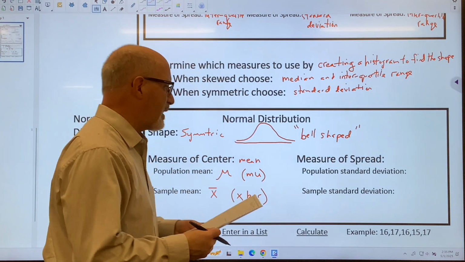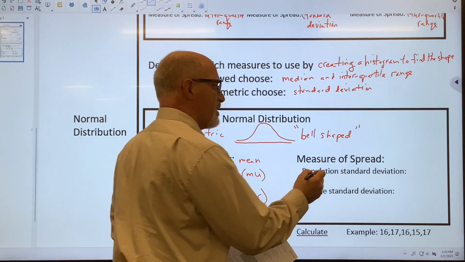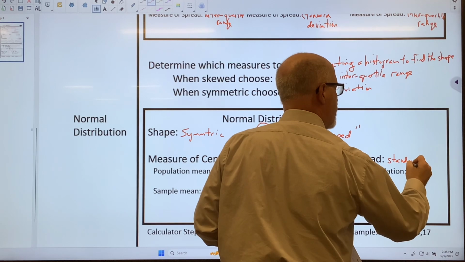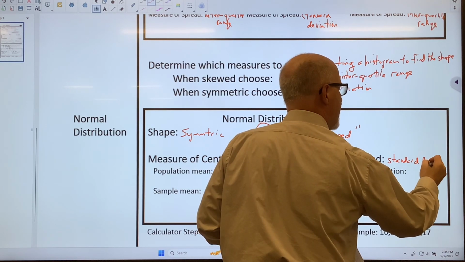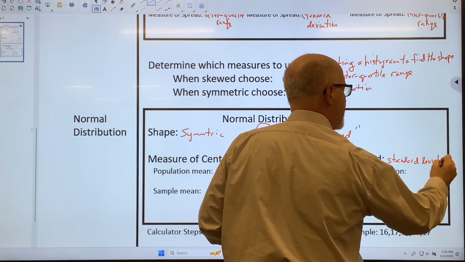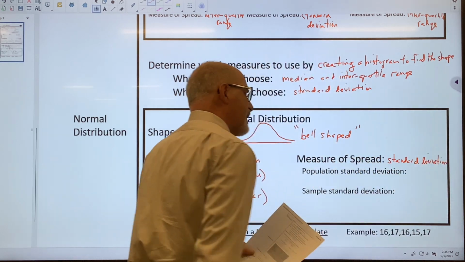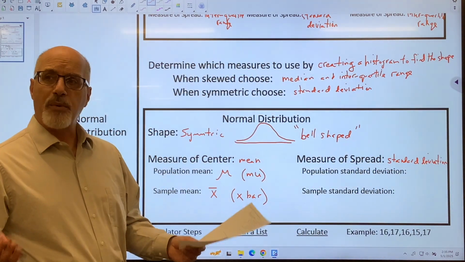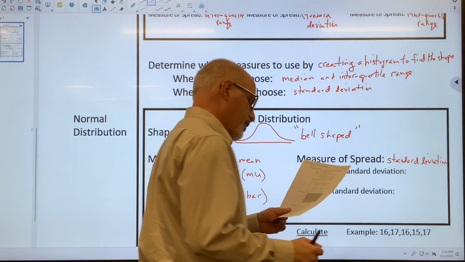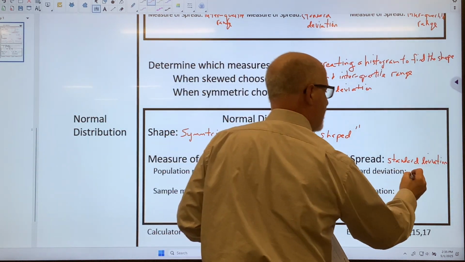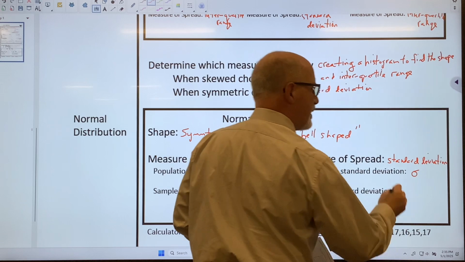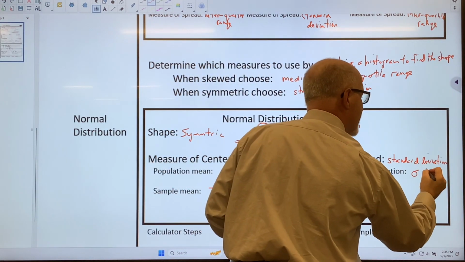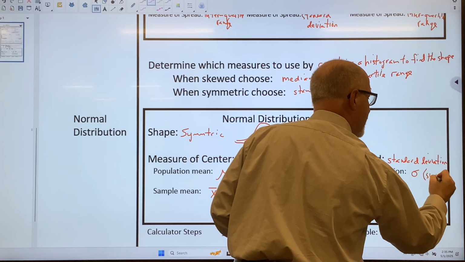Now, if we're doing the measure of spread, which is the standard deviation, we'll introduce how to calculate this and things like that later. But for the population standard deviation, which would mean it's a parameter, the Greek letter we use is a little sigma. It's like a little circle with a dash off the top. That's the Greek letter sigma.